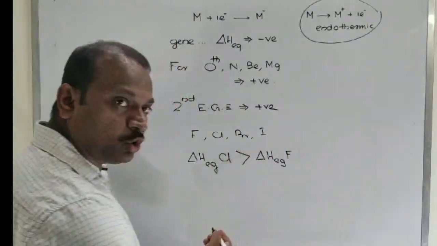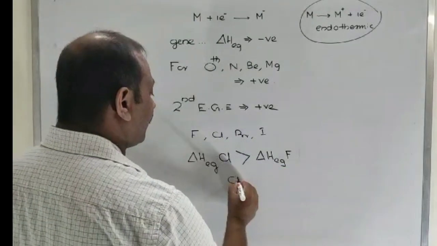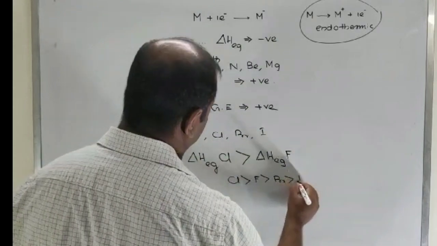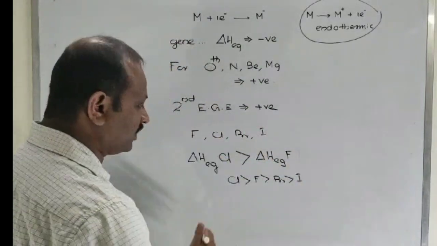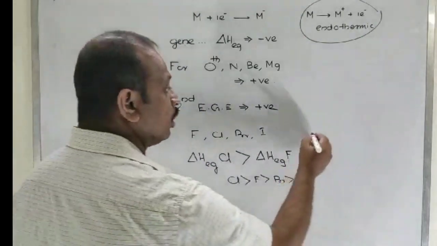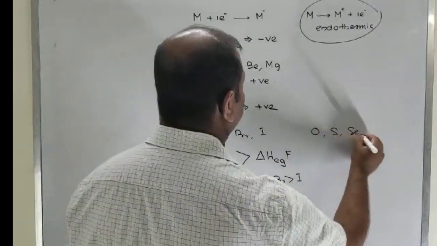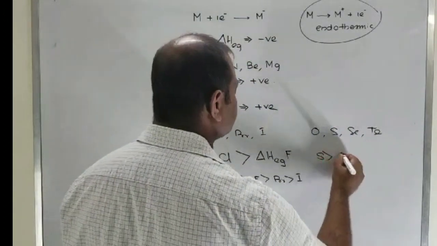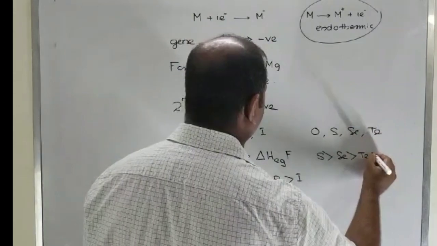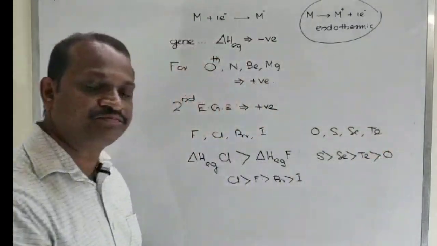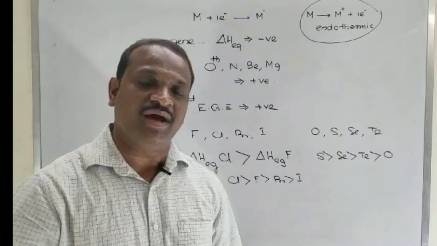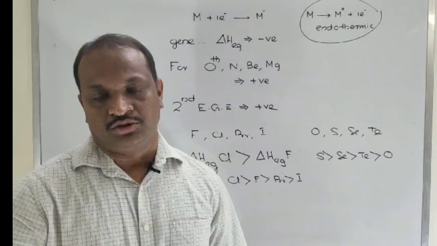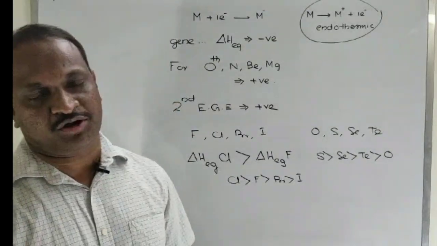So what is the correct order here? You can see chlorine, and afterwards we have fluorine, then bromine, then iodine. In a similar manner, you can see the next group. What about the next group? Oxygen, sulfur, selenium, tellurium. Here you can see the order. Sulfur has the maximum, then selenium, tellurium, and then only oxygen. Similarly for the nitrogen family also in the same manner, but nitrogen has a positive electron gain enthalpy. So these are the important points regarding electron gain enthalpy.